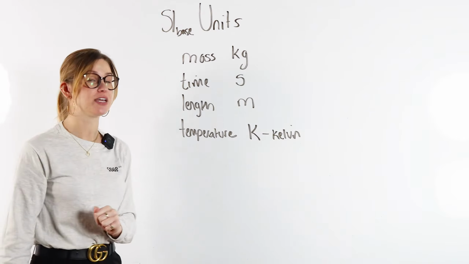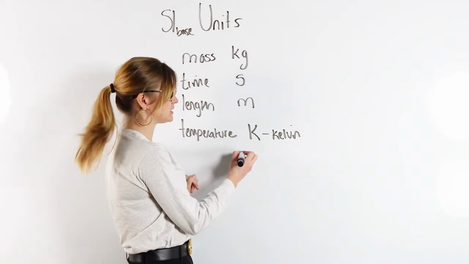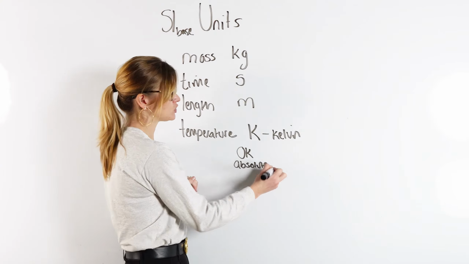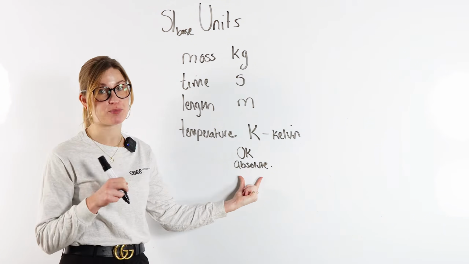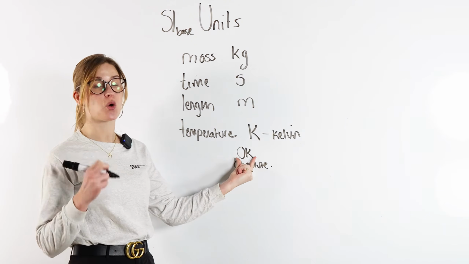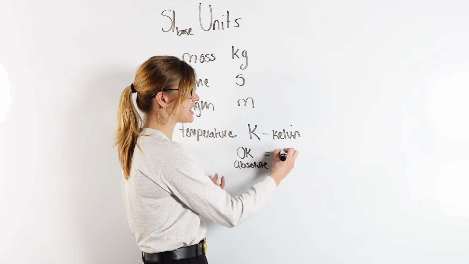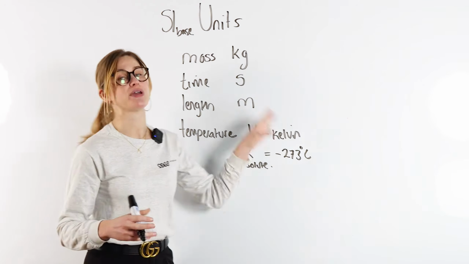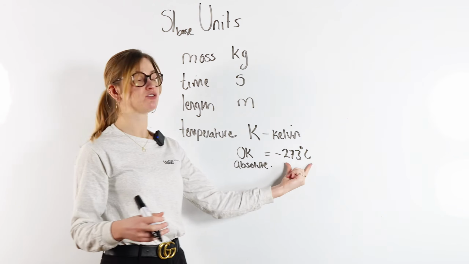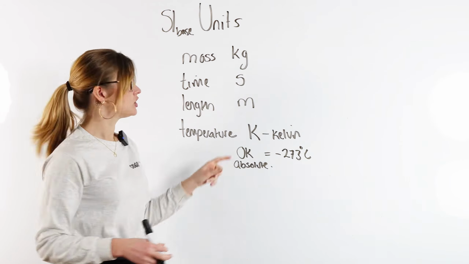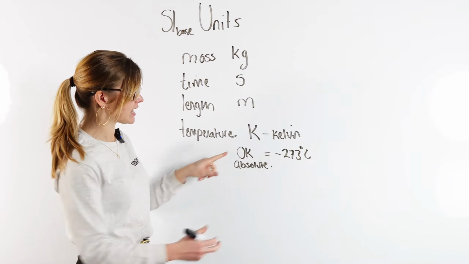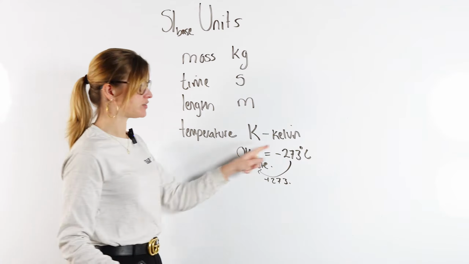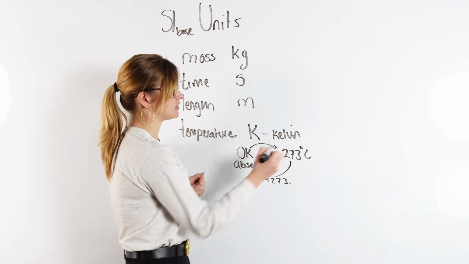If you want to know about Kelvin, we use Kelvin because 0 Kelvin is called absolute zero. That means it's the coldest that anything can ever be, and that equates to negative 273 degrees Celsius. Technically, it's 273 point and a few numbers, but as long as you know negative 273, you'll get the marks in your test, okay? So if I want to go from degrees Celsius into Kelvin, you clearly have to add 273. If I go from Kelvin into degrees Celsius, we take away 273.